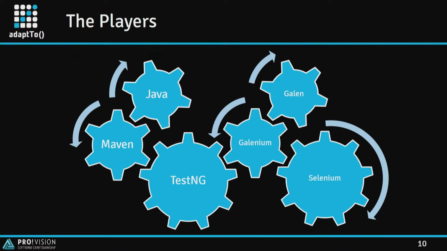There's a lot of players, and it's hard to make them act in a coordinated fashion. You already know some of them very well, like Java and Maven you probably met. TestNG is basically JUnit by another name. Selenium, as we already heard in other talks, drives UI tests of websites with real browsers. And there's Galen, that you might not have heard too much about, and Galenium, that you probably haven't heard anything about. So I'm going to talk about those two.